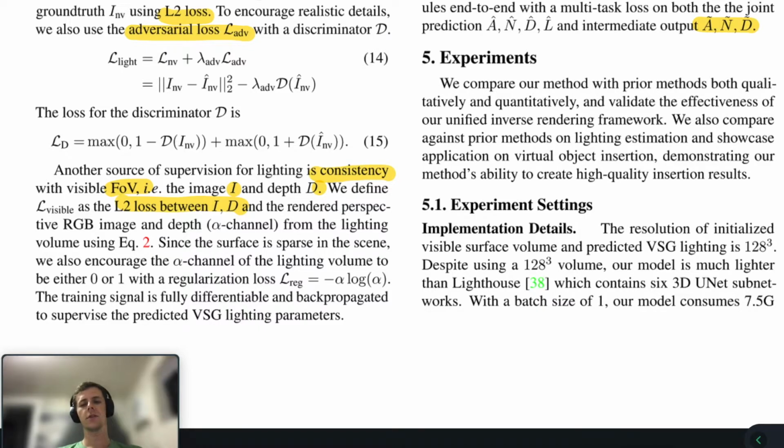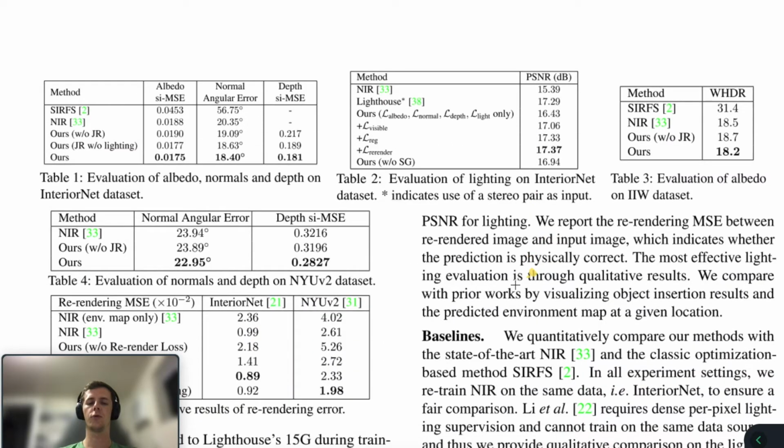So the authors used throughout the entire paper a VSG of size 128 by 128 by 128. And they say even though it seems big, it's much lighter than Lighthouse, since it has 6 3D UNet subnetworks. And it uses 7.5 gigs of GPU to do all of this computation.